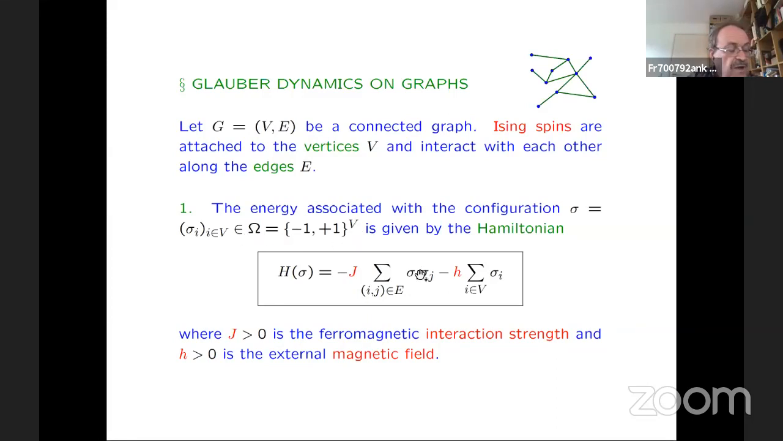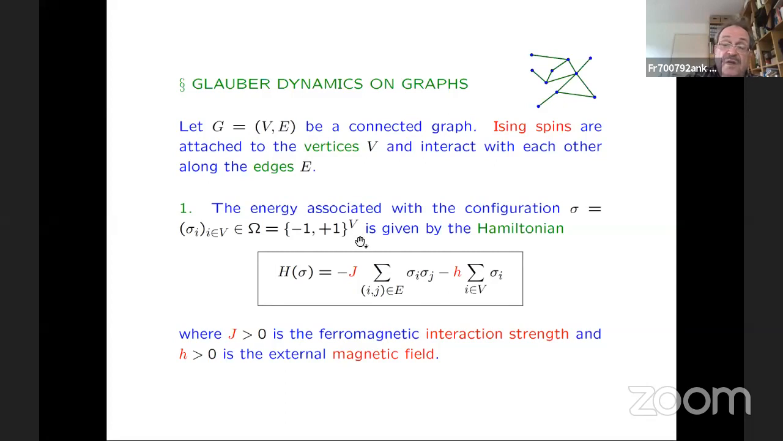For Kawasaki dynamics, I was using the symbol eta, because there the values were 0 and 1, occupied or empty. And here, to flag that, we're going to use a different symbol. So our configuration space is as it is given here. Then we need to define a Hamiltonian.